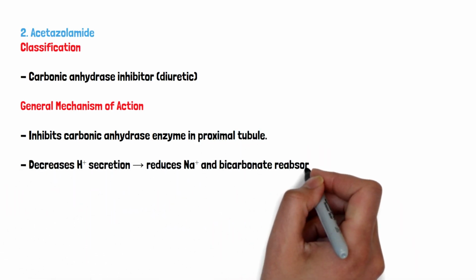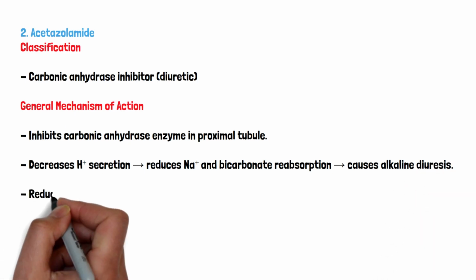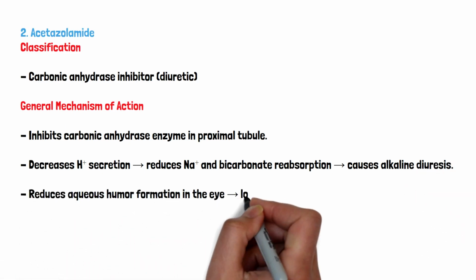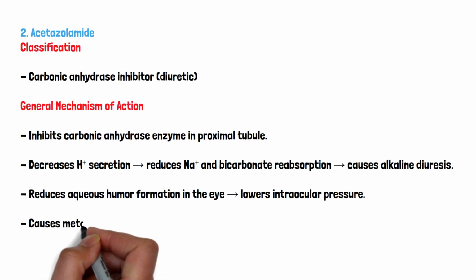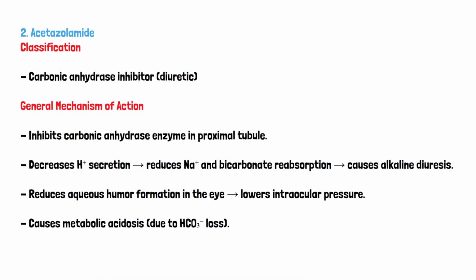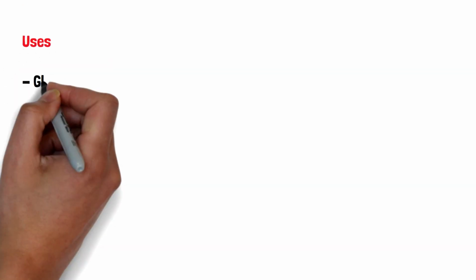In the kidney's proximal tubule, there's an enzyme called carbonic anhydrase. Its job is to help reabsorb bicarbonate. Acetazolamide blocks this enzyme, so bicarbonate is lost in urine. Result: urine becomes alkaline, and the body develops a mild metabolic acidosis. In the eye, the same enzyme is present. Blocking it reduces aqueous humor production, which lowers eye pressure. That's why this drug is so useful in glaucoma.